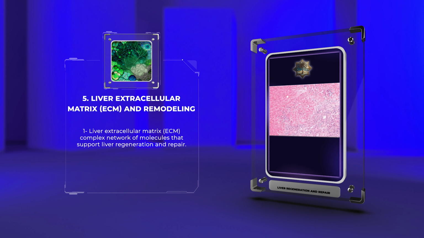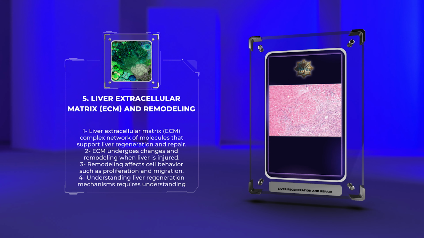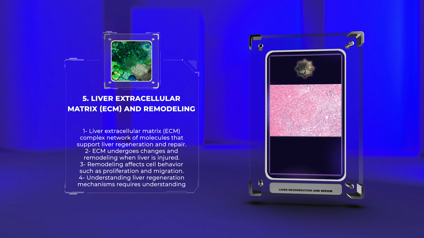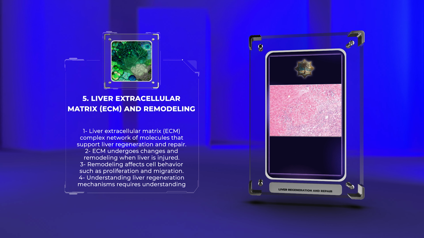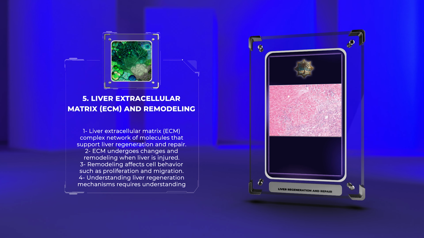The liver extracellular matrix, ECM, is a complex network of molecules that support liver regeneration and repair. When the liver is injured, the ECM undergoes changes, leading to remodeling. This remodeling affects cell behavior, such as proliferation and migration, and is important in understanding liver regeneration mechanisms.